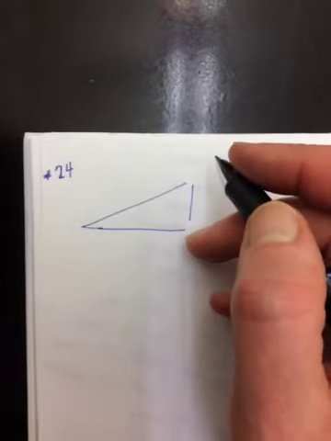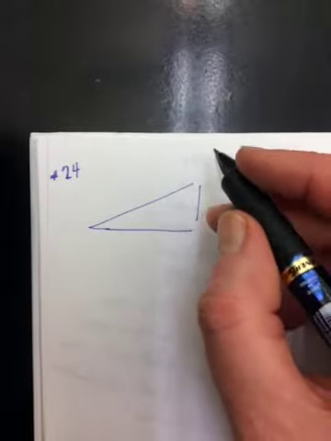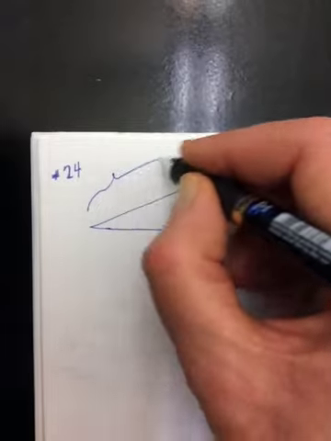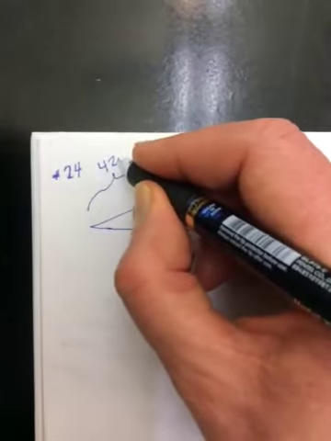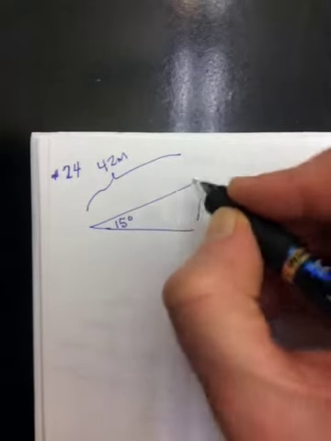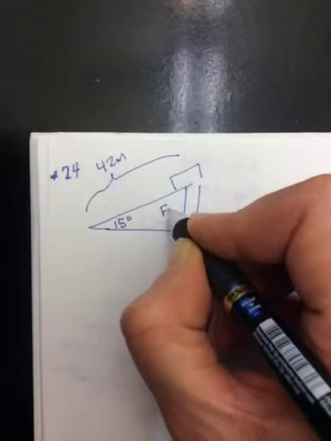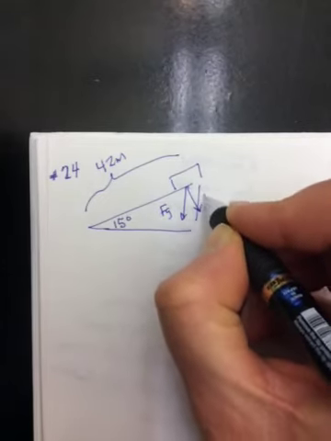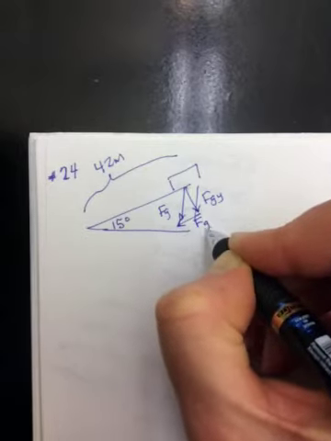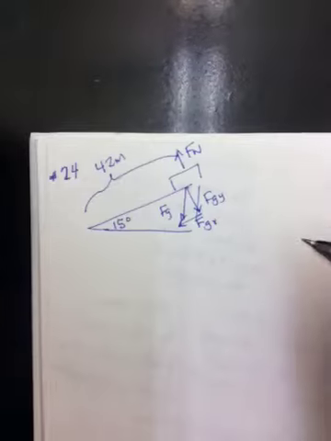Okay, so number 24 on page 191 says a 1975 kilogram car is parked at the top of a steep 42-meter long hill. So this length is 42 meters, and it tells us that the angle is 15 degrees. That's right here. So the car is up here. We have FG acting down. So there's an FGY going this way and an FGX going this way, and an FN acting up.